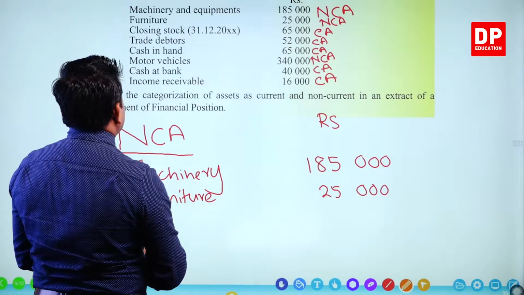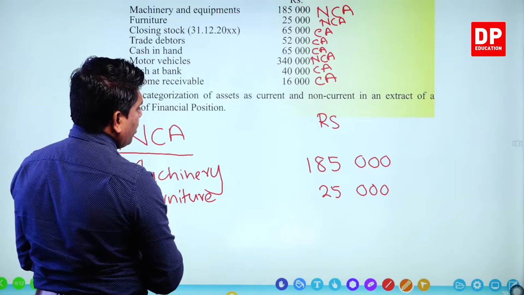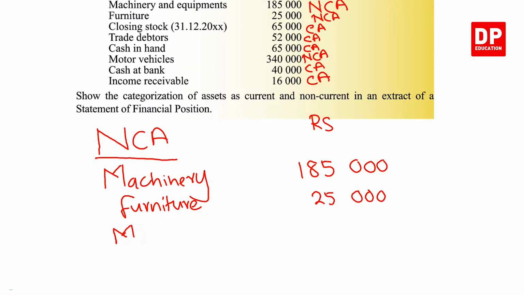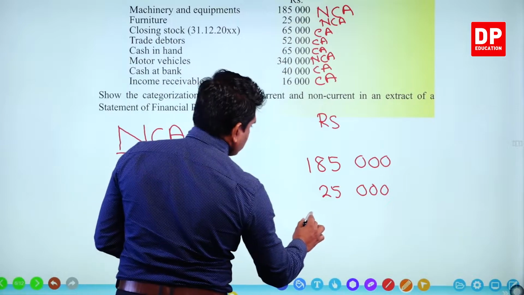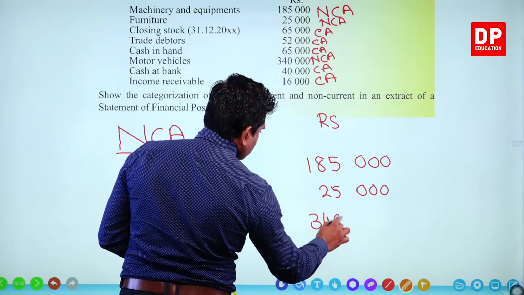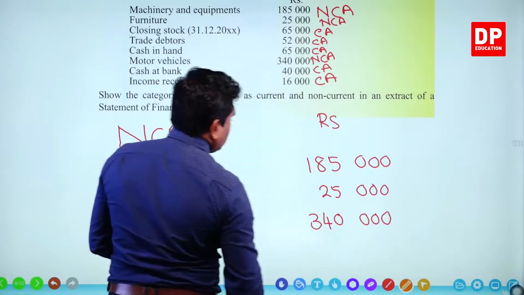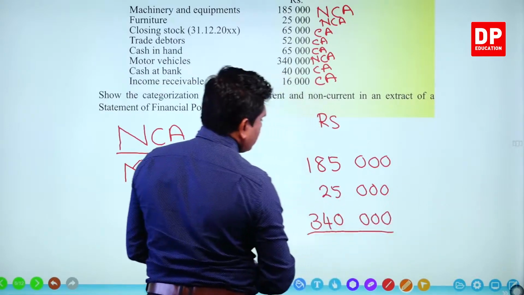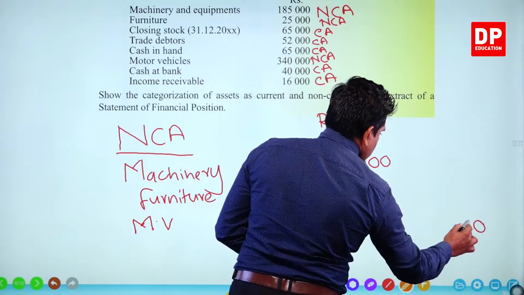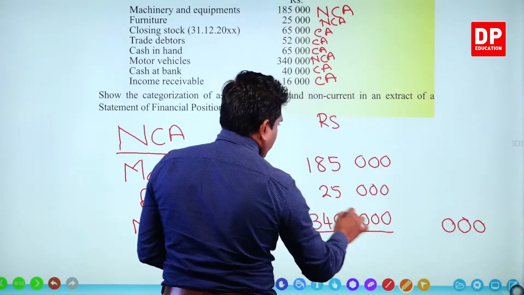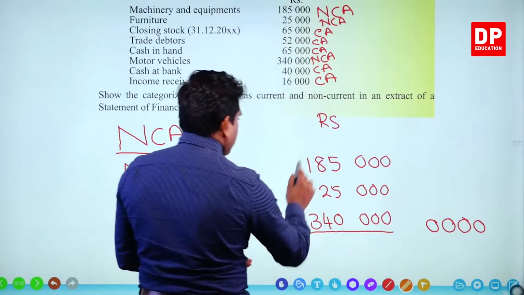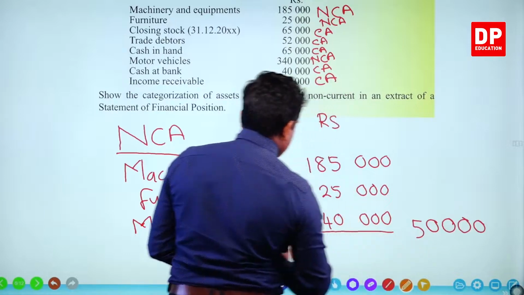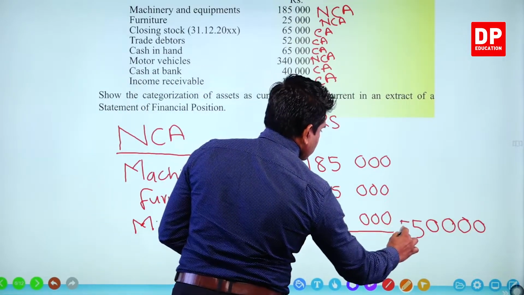Then the motor vehicles. Motor vehicles 340,000. There are only 3 non-current assets. Then you can get the total and it brings here. 5 plus 5, 10, 14 and 15, say 1, then 550,000.